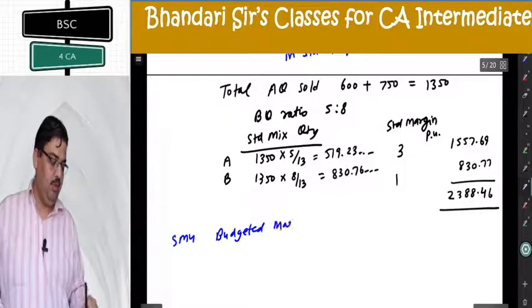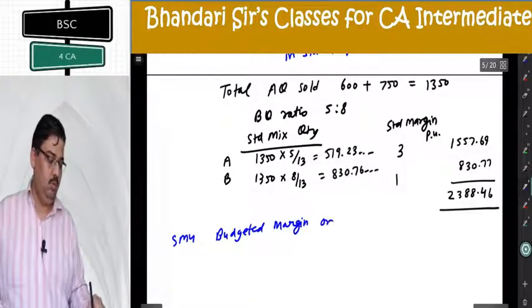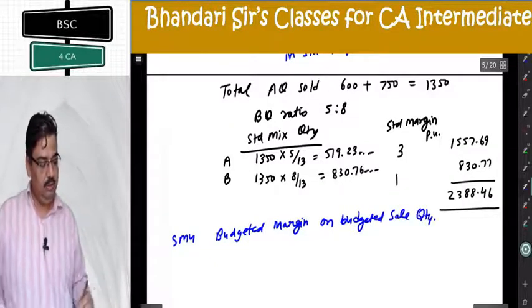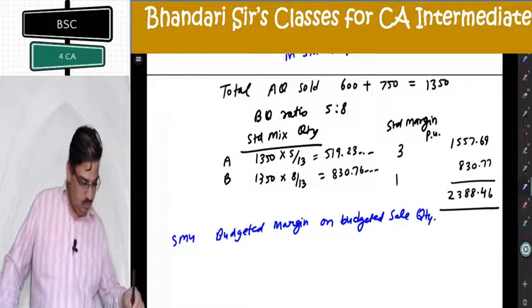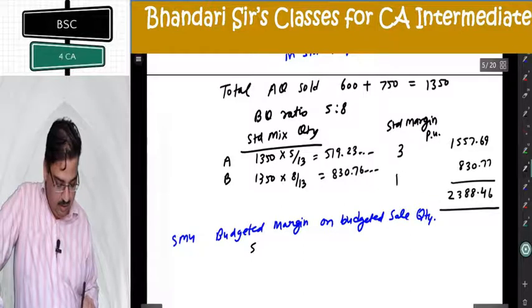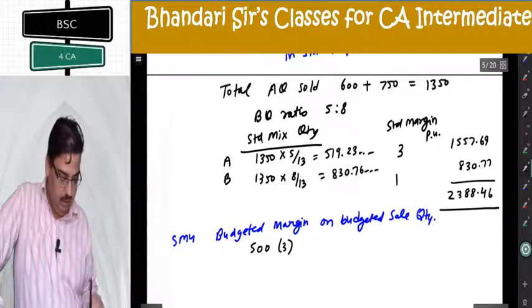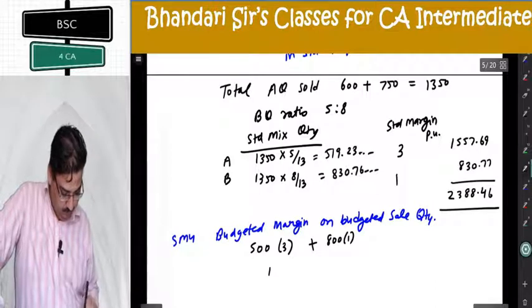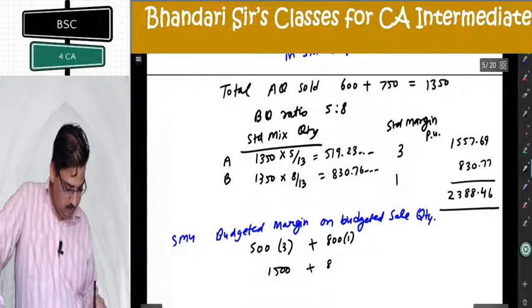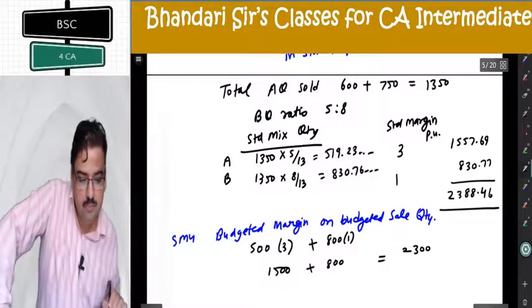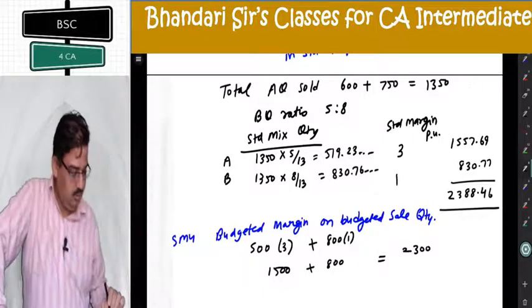SM4, same way. Budgeted margin on budgeted sale quantity. So this is very simple. Budgeted sale quantity 500 and 800. 500 into 3 plus 800 into 1. 1500 plus 800. That is 2300.